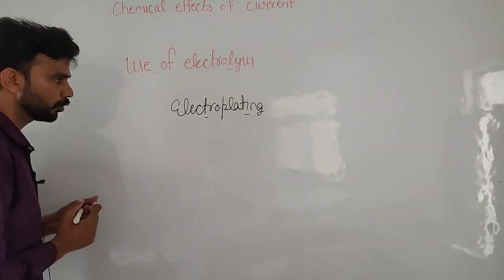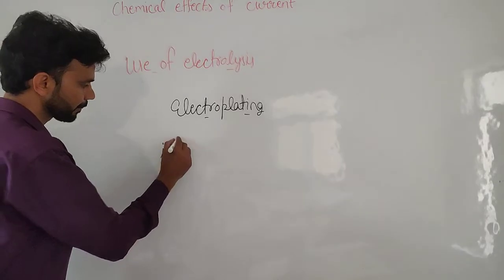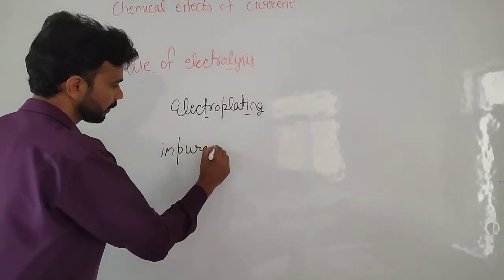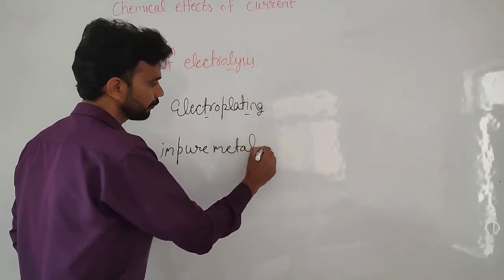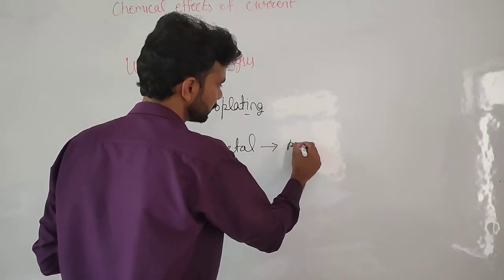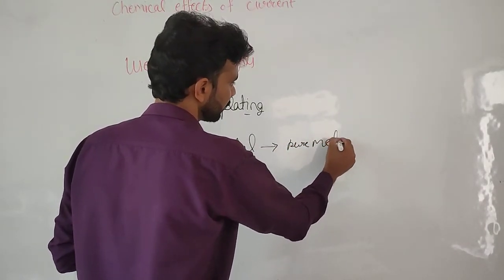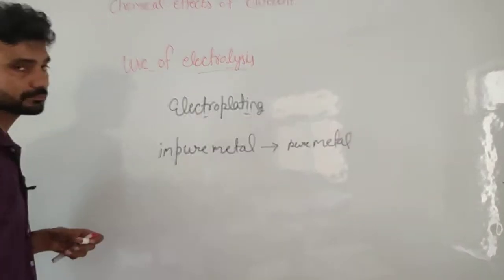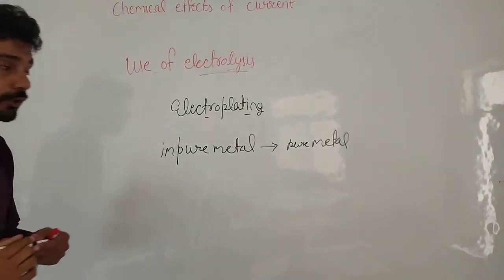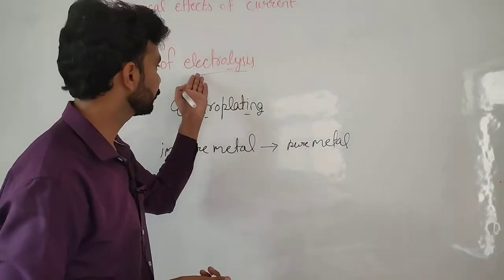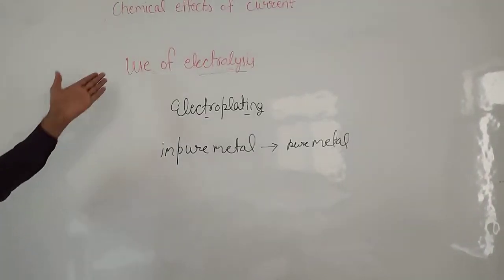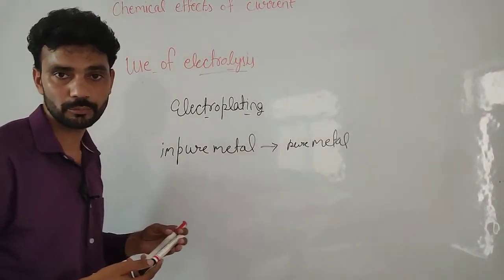If we have impure metal and you want to convert it into pure metal, then you have to use electrolysis. To obtain aluminium from its ore, we have to use electrolysis. So these are the uses of electrolysis and electroplating.